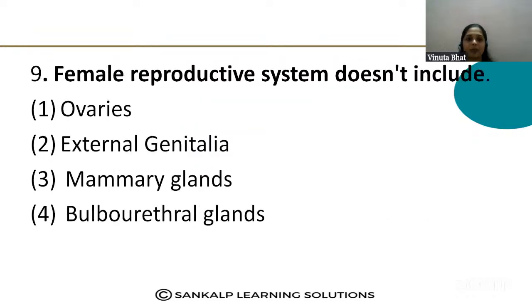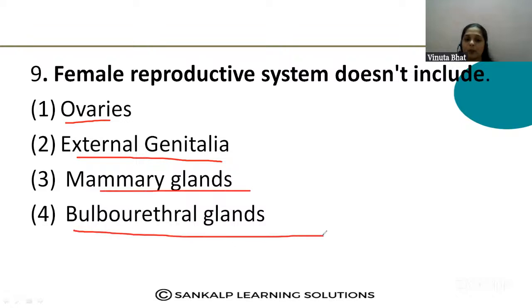Yes, correct one. Female reproductive system doesn't include: so what is not present in the female reproductive system? Option A, ovaries. Second one, external genitalia. Third, mammary glands. Option 4, bulbourethral glands. What is not included in the female reproductive system? Comment the answer for the ninth question.